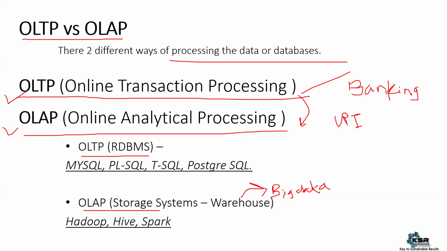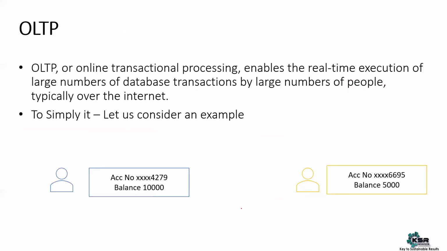And why big data is always called historical data, or why a data warehouse is always called historical data, or OLAP, is because big data will have a large chunk of data. Now, this is the example of OLTP, as I've said.